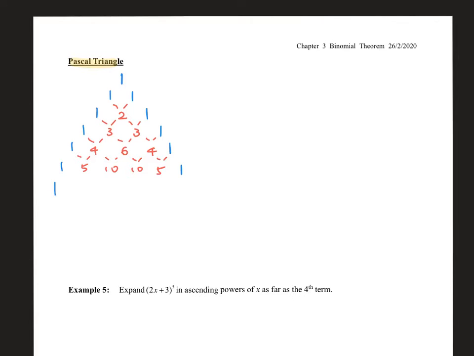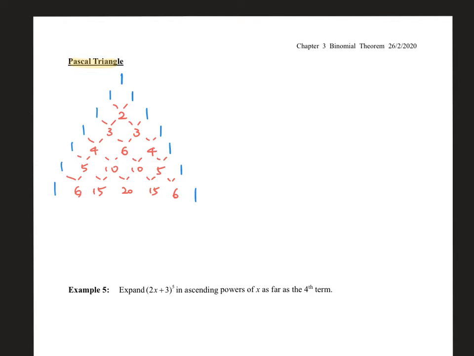And then continuing, maybe this is the last one I try for you: 1 6 15 20 15 6 1. So this is called Pascal's Triangle.